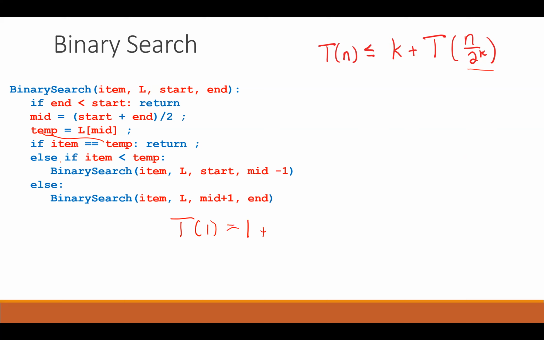I compare that to the item I'm looking for, and then I make a call on a list of size 0, so there's nothing left after that. So T of 1 is equal to 1 plus T of 0. T of 0 does no memory accesses. So we'll leave it like this, but this is actually equal to just 1.